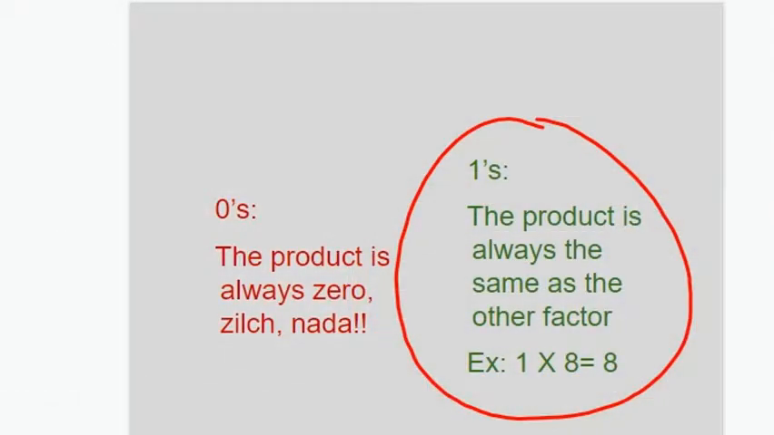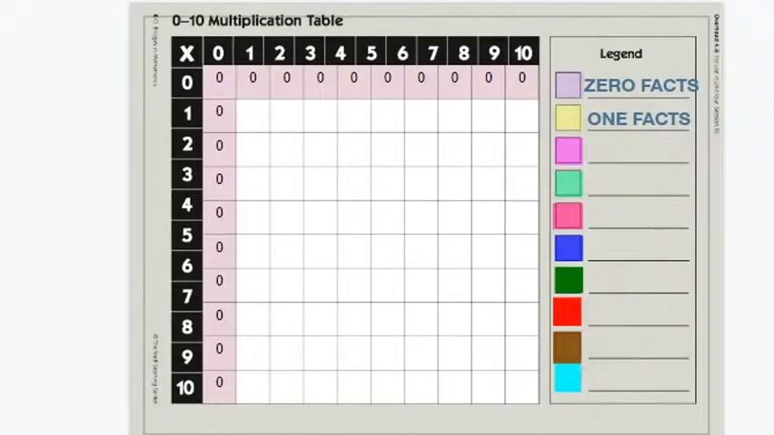So let's take a look at this on the multiplication chart. So the 0 facts, real simple. You're going to have 0 across the board on your zeros. Going across or down, because every time you multiply times 0, the product is always going to equal 0. Zilch. Nada.